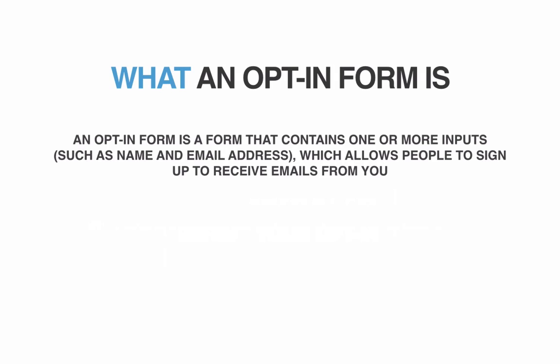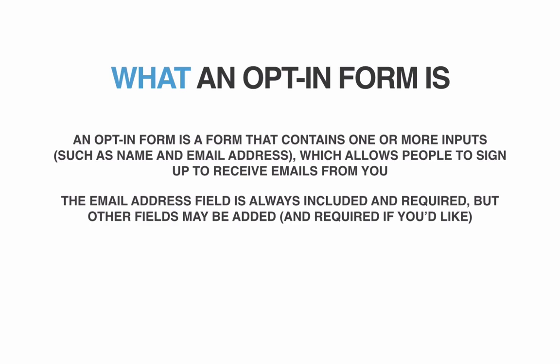So what an opt-in form is. An opt-in form is a form, obviously, that contains one or more inputs, such as name and email address. So that's a couple of the inputs. It allows people to sign up to receive your emails. That's really what it is in a nutshell. It can contain as little as one input, just email address. The email address field is always going to be included because obviously they're signing up for your email list. So the email address field is always included, always required, but other fields may be added as well. And you can choose whether or not you want to require them.